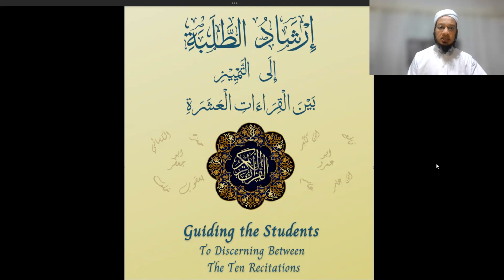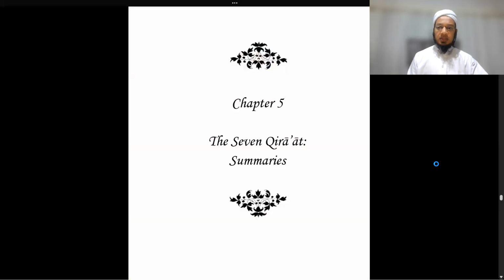This is lesson 19 on the course إرشاد الطلبة إلى التمييز بين القراءات العشرة. In the previous chapters we looked at the singular applications, we looked at the combined applications, and we looked at some farshi changes. So we've learned to discern between all of the qira'at and ruwat of the 7 qira'at. So before we move on to the 3 qira'at that complete the 10, because we've covered quite a bit, just to recap, we're going to look at it again in the form of summaries.